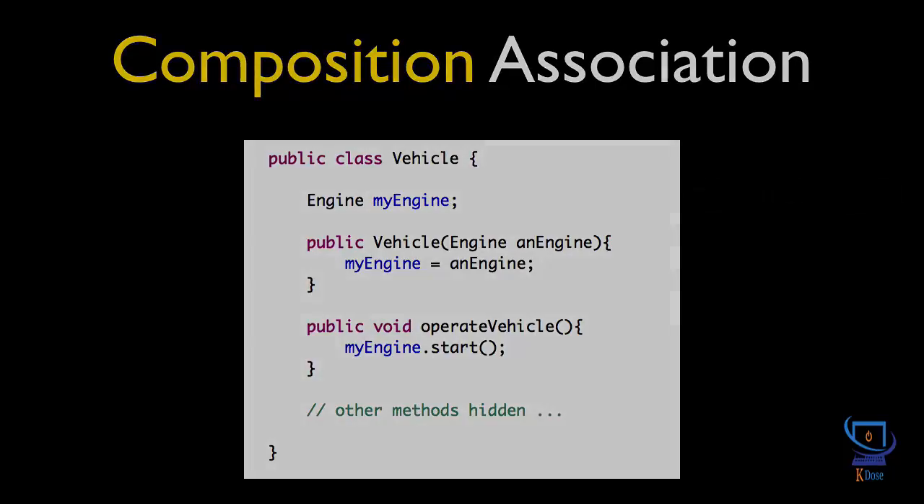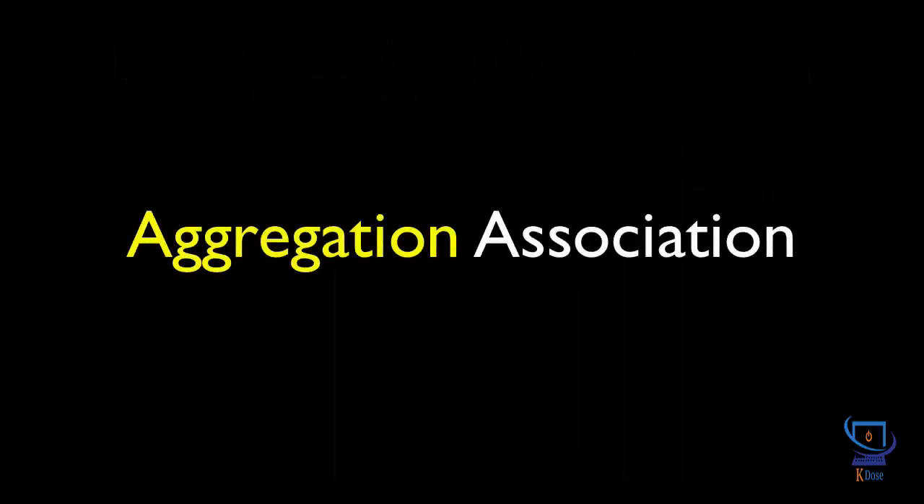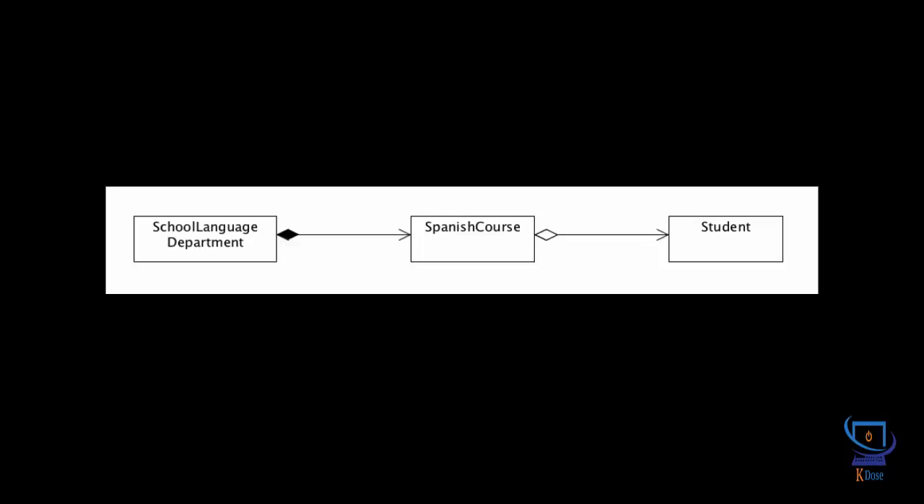Now the third kind of association that I want to look at is called aggregation. Aggregation differs from ordinary composition such that it does not imply ownership. Here's what I mean. Take a look at this diagram. This is called a UML diagram, and it's used to depict classes within our application. For example, in this diagram, we have three classes. We have the school department class, the course class, and a student class.